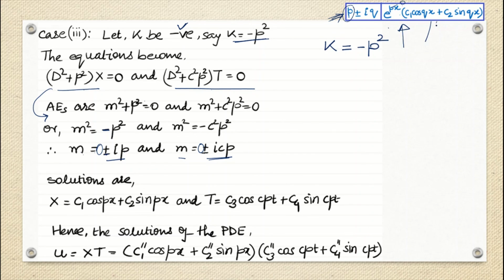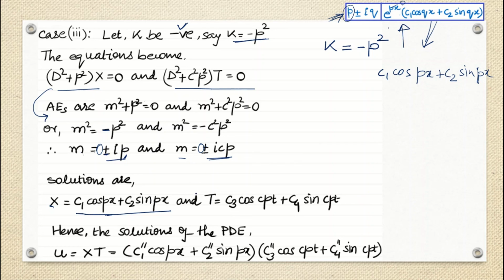So the answer will be how much? It is your c1 cos qx, and what is your q? What is with your i? So the q is here my p. So I'm going to write here c1 cos px plus c2 sin px, because in this case q is nothing but p. So this is nothing but the solution of x.